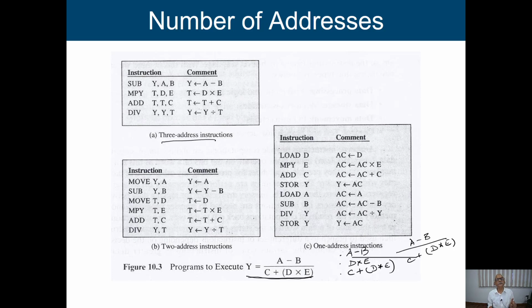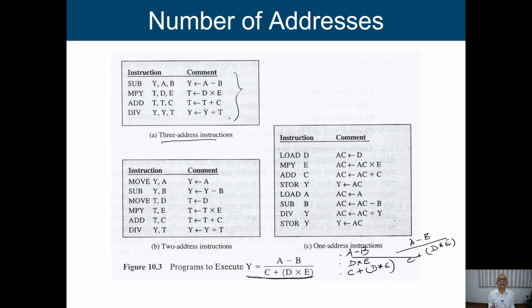Now in the first one, we said this is a 3 address format, so I can specify the address of all 3 variables. First we perform Y equals A minus B, then multiply T equals D cross E, then add T equals T plus C, then divide Y equals Y divided by T. So these are the 4 different evaluations that we have to do, and in 4 steps we can do it.